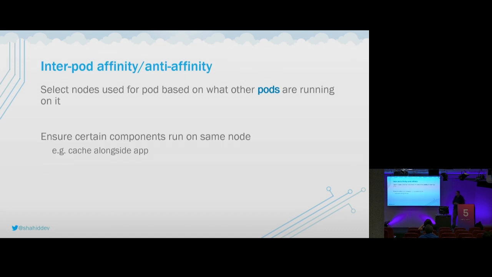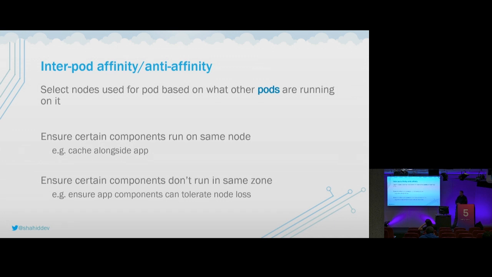So why would we want this? This is where we want to make sure that components of our architecture are running together. So let's say we want the cache to run alongside the application. Or conversely, we want to split things up. So we want to ensure, for example, that multiple instances of our application are running across fault zones. So that if one of the fault zones, one of the VMs goes down in a fault zone, we don't lose the whole application. We don't lose both instances. Of course, Kubernetes will restore it, but it takes a few seconds.